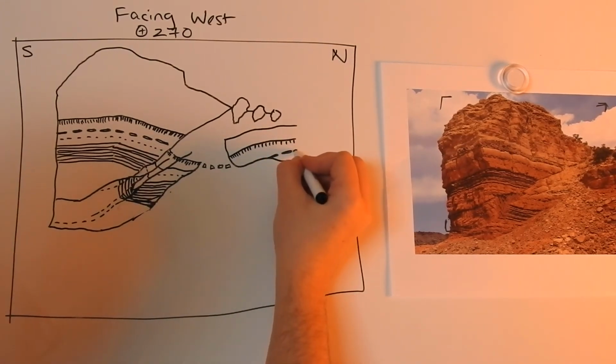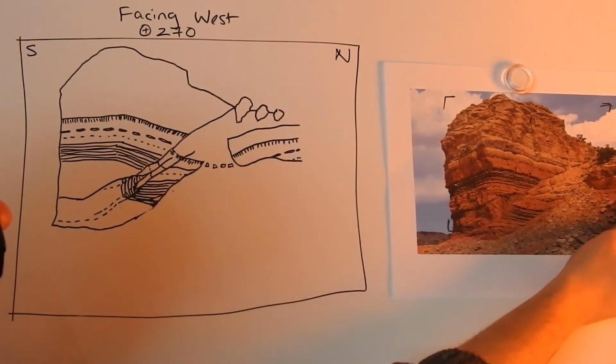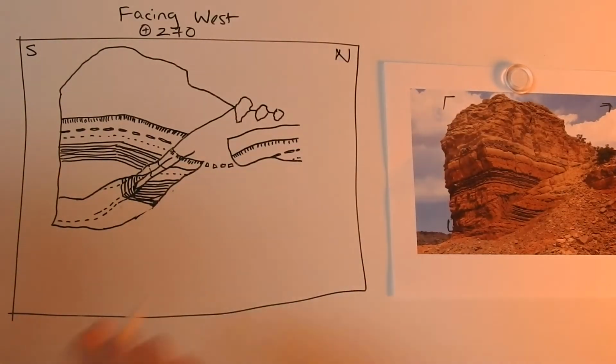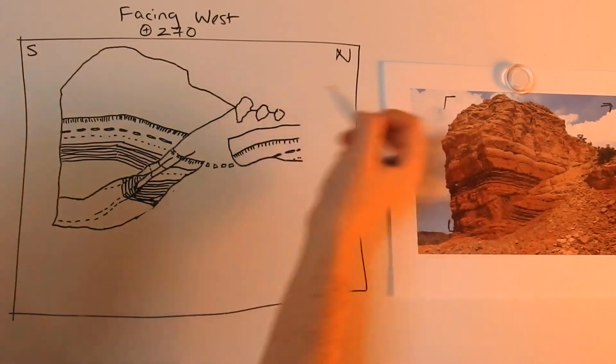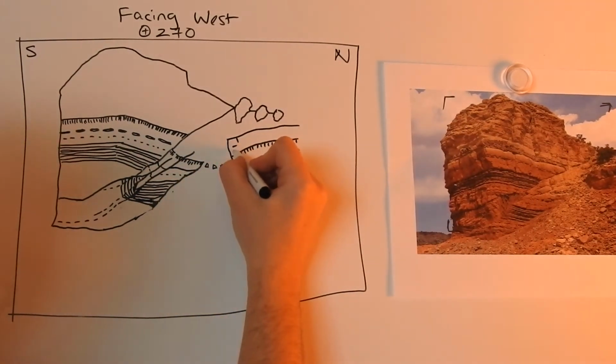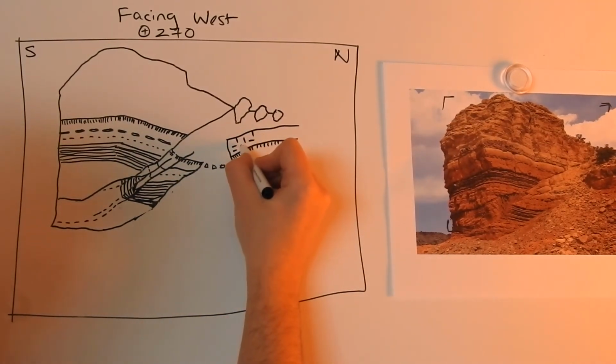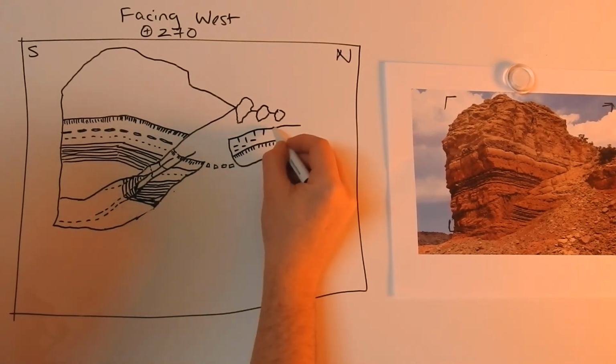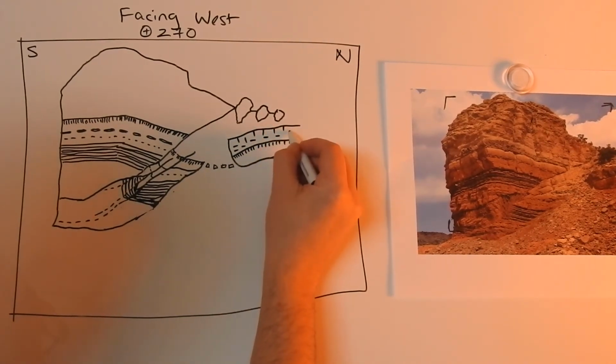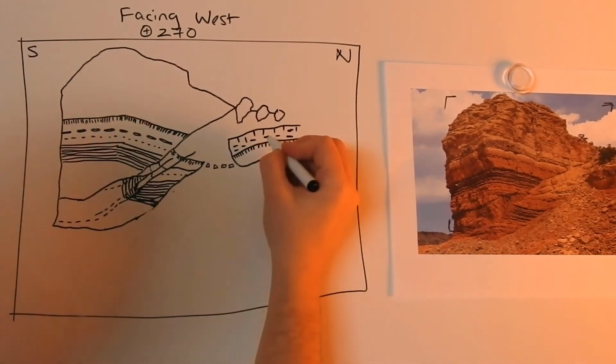Maybe over here we see the starting of that one. And then on top of that, there's this kind of brown blocky unit. So you're not going to do this with guesswork. You're going to actually look at the outcrop and you're going to kind of draw in the fracture orientations.